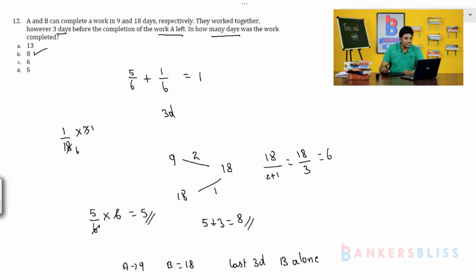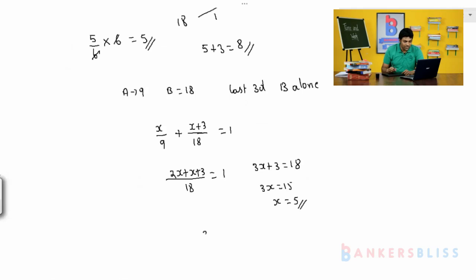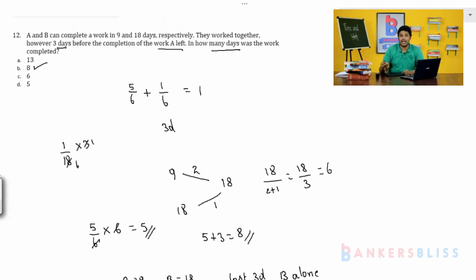So in how many days is the work completed? You have to consider the total. So last 3 days, that is 3, and they have worked together for 5 days. So altogether 8 days. So the answer is 8. Very simple. With this method you can solve this problem very easily.